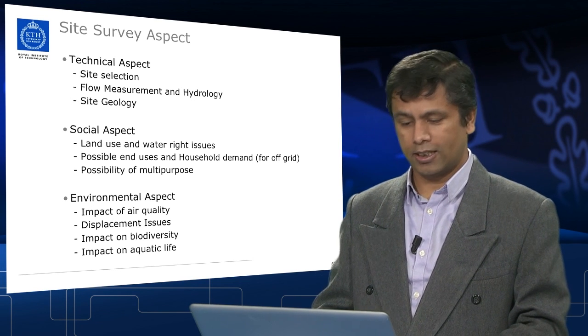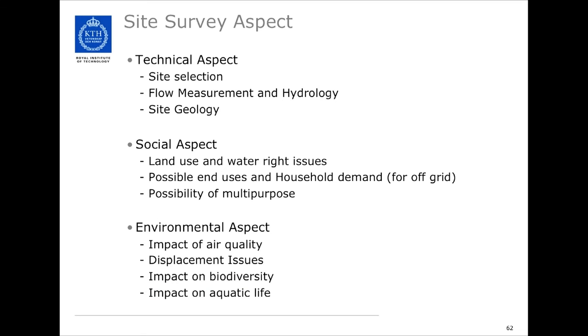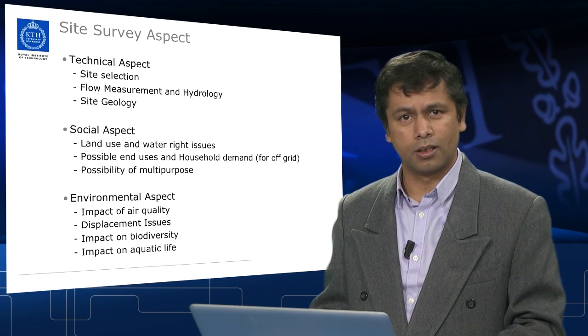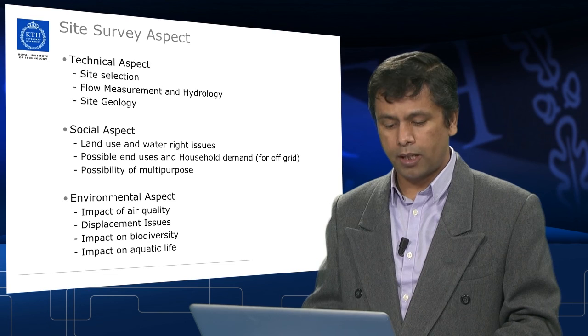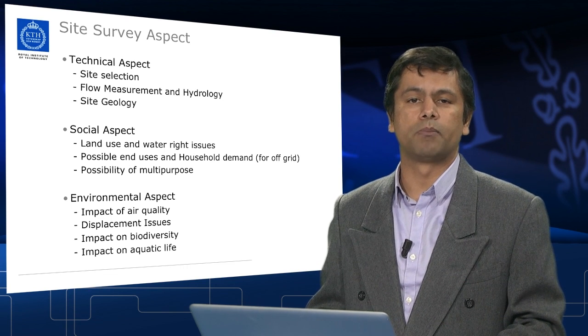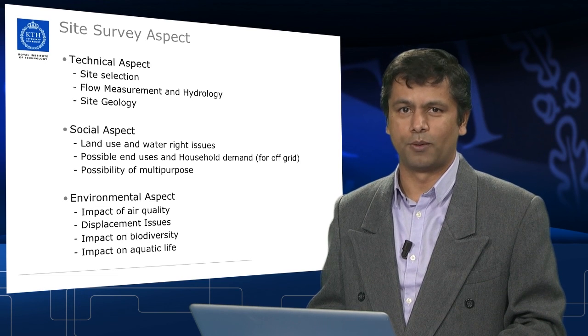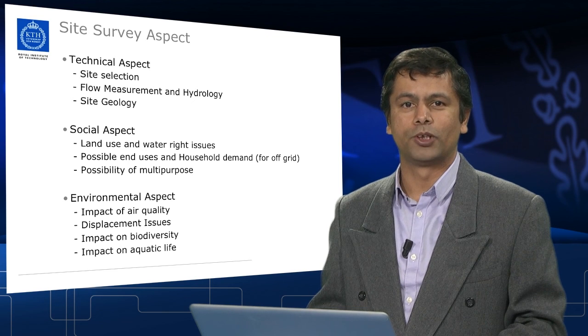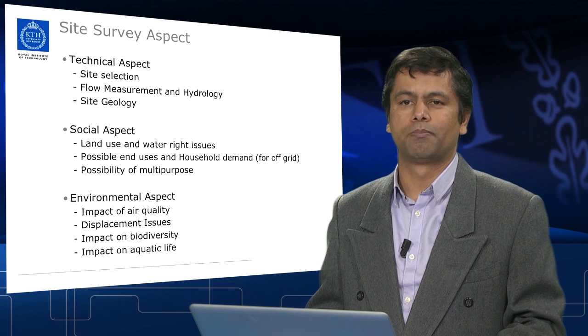While designing, you should also consider the environmental impact on the air quality during the construction of the projects. If you are constructing a larger project, you should also think of displacement issues. I hope this will be dealt with in more detail in the next lecture. Impact on biodiversity and impact on aquatic life are also important parameters that need to be considered during the survey of hydropower.